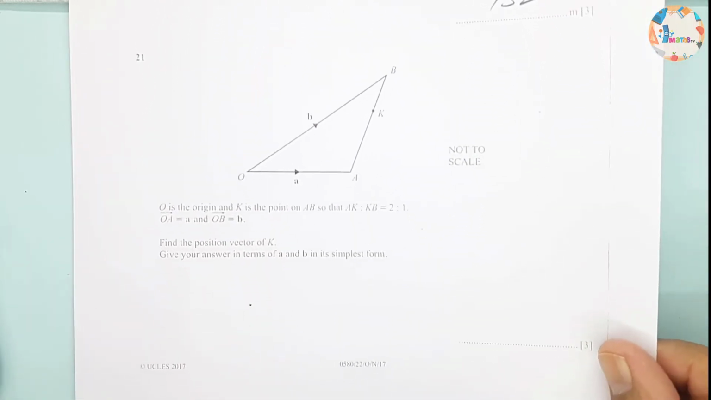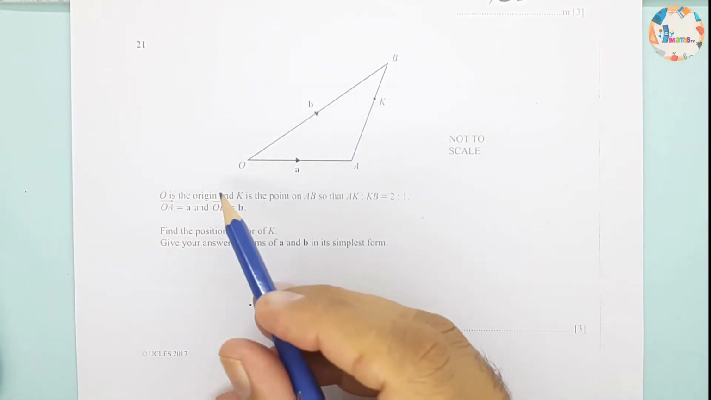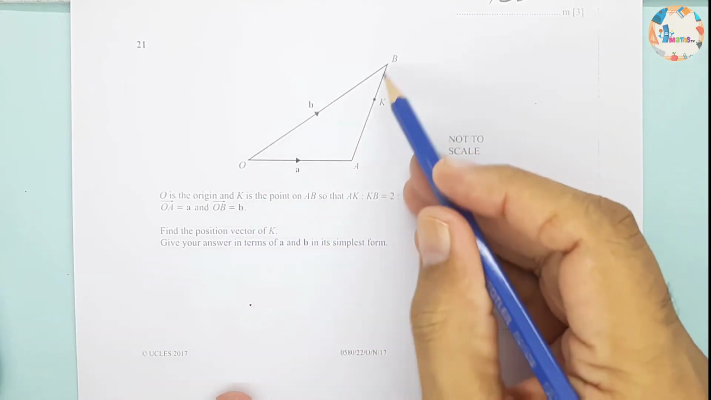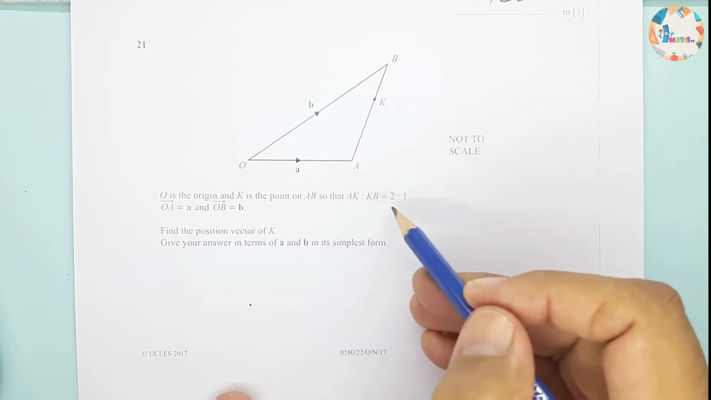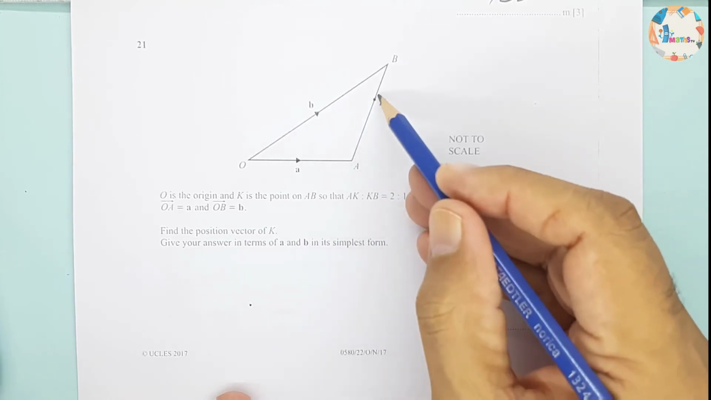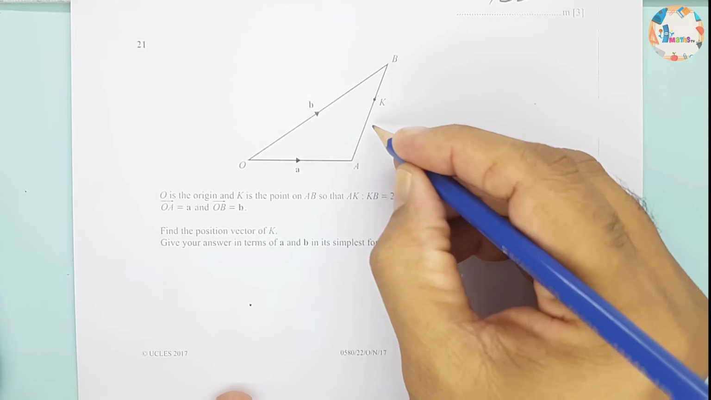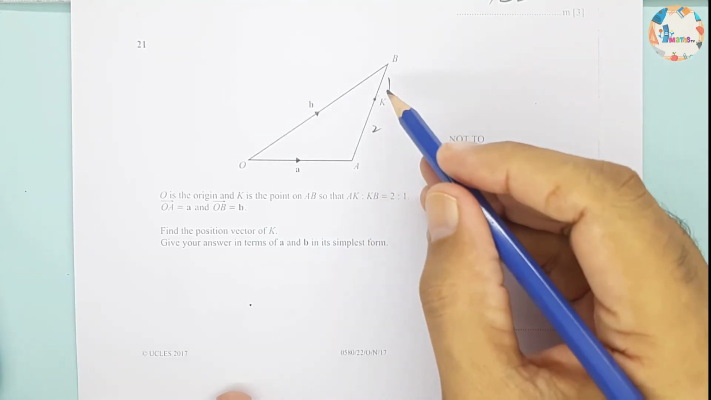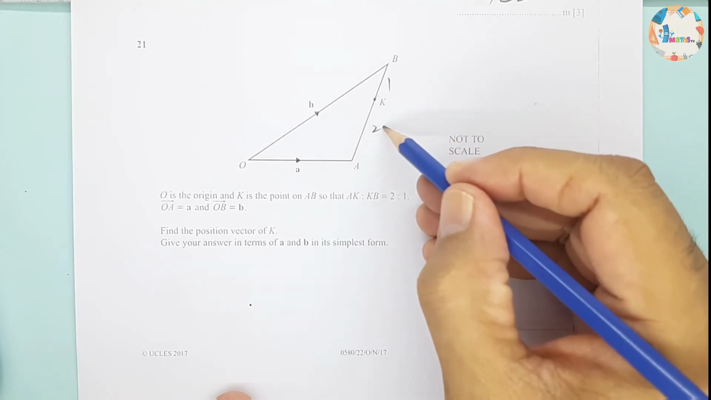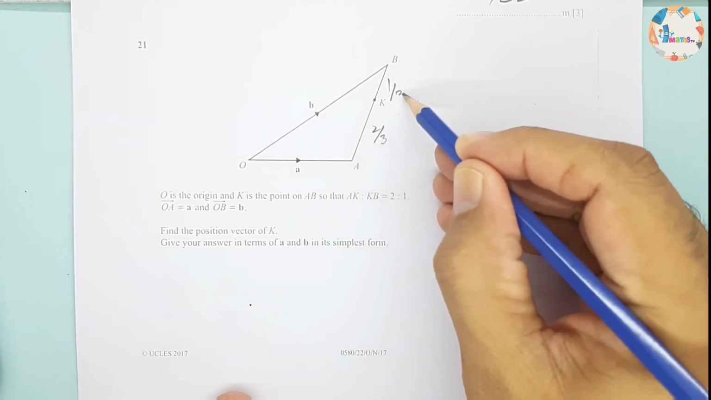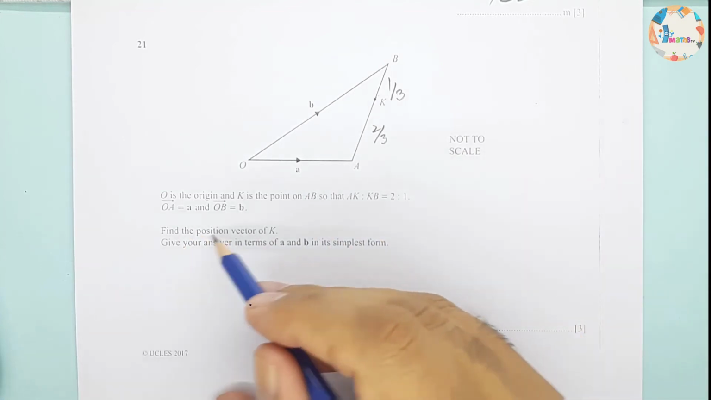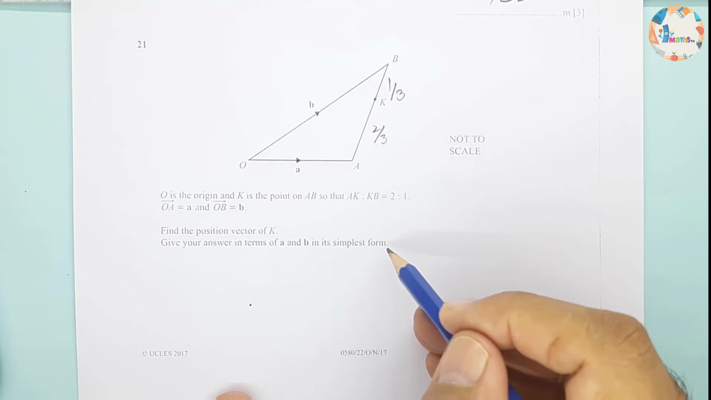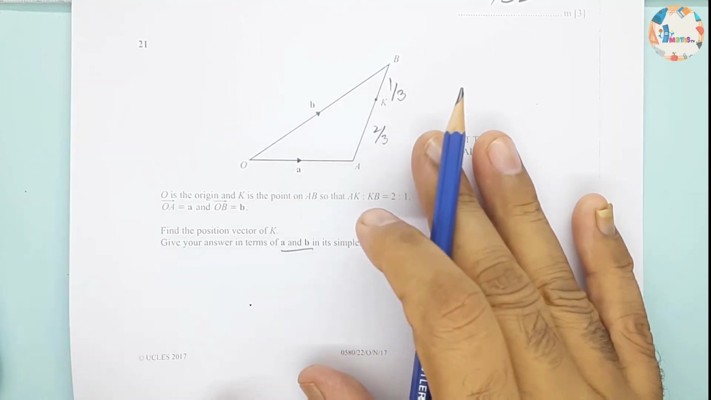Now question number 21. This is a vector question. O is the origin and K is the point on AB. And AK ratio KB is 2:1. So this is 2, this is 1. This is the ratio given. So it means it's splitting into 3 portions. So this will be 2/3 and this will be 1/3. So find the position vector of K. Give your answer in terms of A and B in the simplest form.